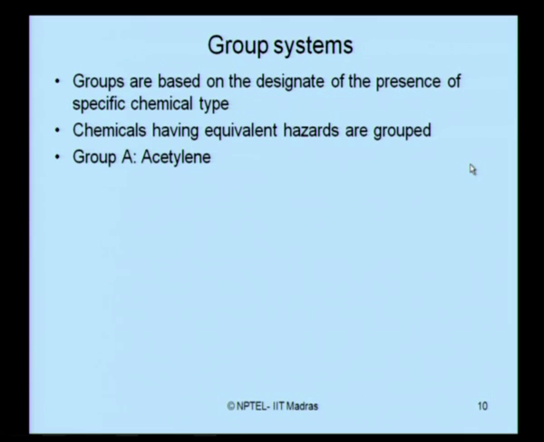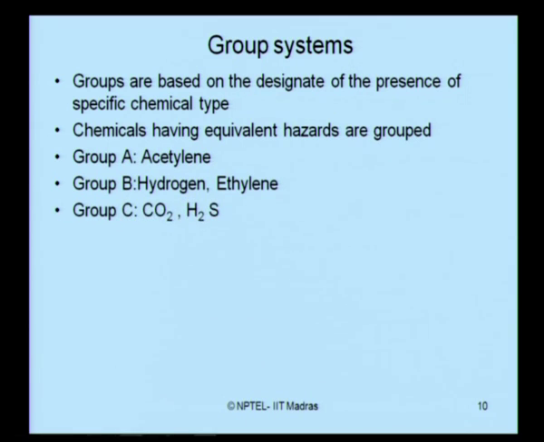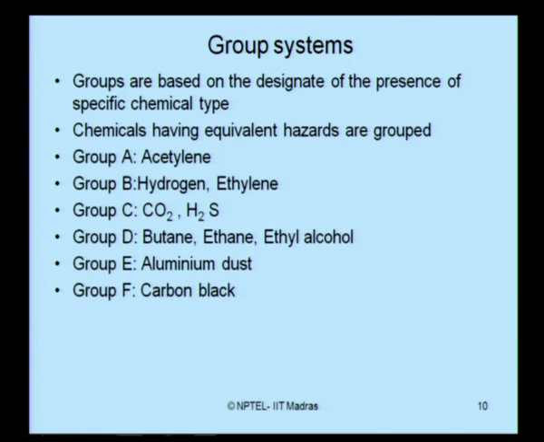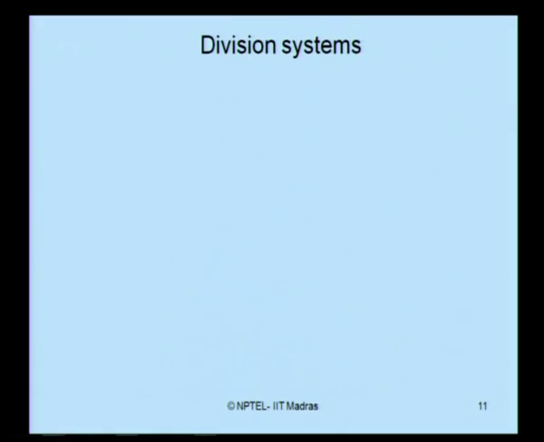Group A, for example, can be acetylene, group B can be hydrogen, ethylene, group C can be carbon monoxide, hydrogen sulfide, group D can be butane, ethane, ethyl alcohol, group E can be aluminum dust, group F can be carbon black, group G can be flour, which is a fine dust, and so on and so forth. You can also design what we call division systems for creating explosion proof equipment.